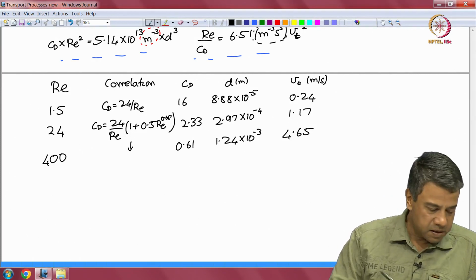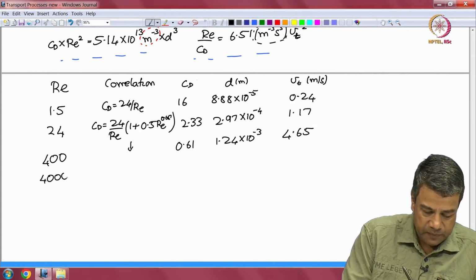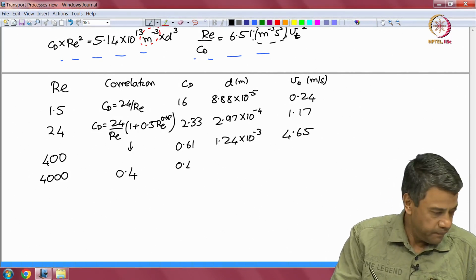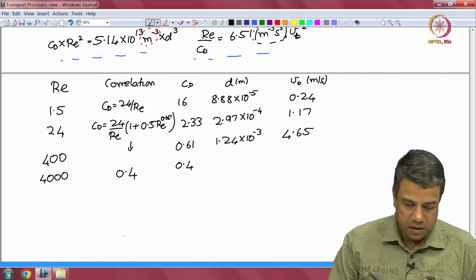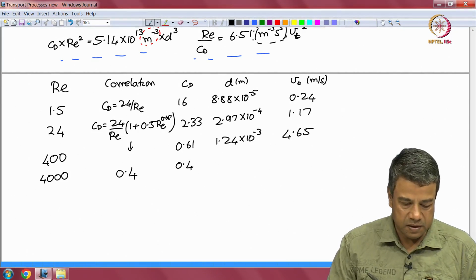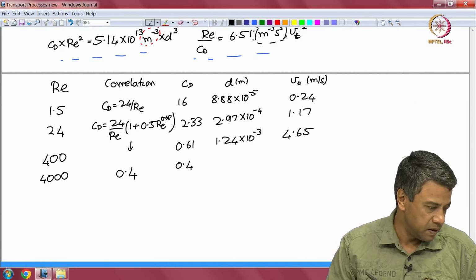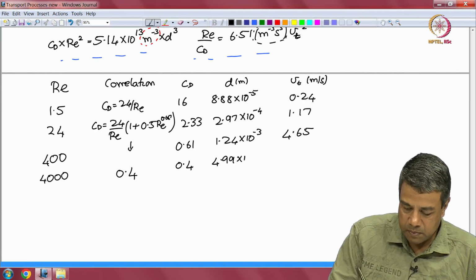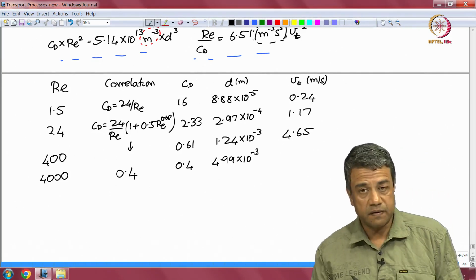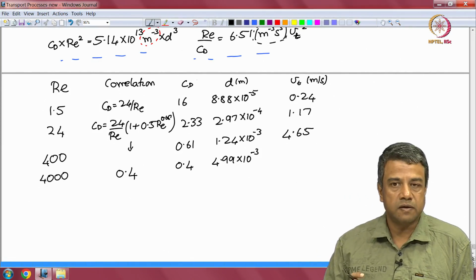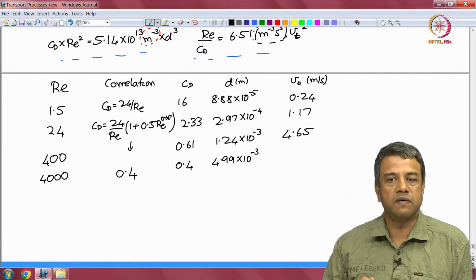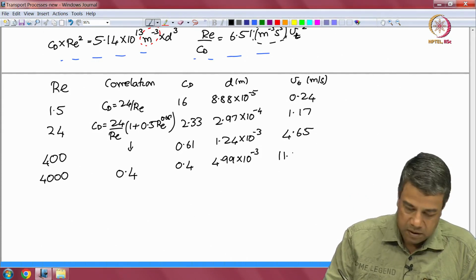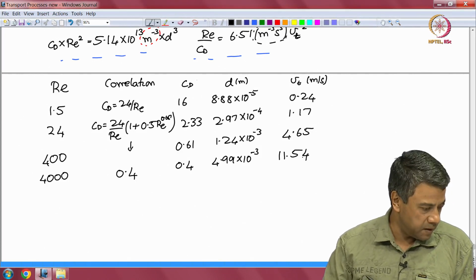Okay. The next is 4000. We know that at this point the drag coefficient is 0.4. Okay. The particle diameter, if you calculate it using this Reynolds number and this drag coefficient, turns out to be about 4.99 into 10 power minus 3 meters, about half a centimeter. Half a centimeter particles have Reynolds number of about 4000 and the drag coefficient is saturated about 0.41. Okay. The velocity is 11.54 meters per second.